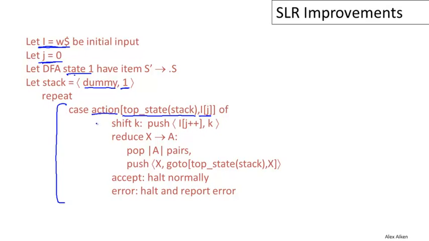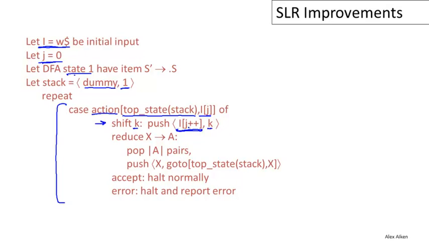So let's just go through the moves in order. Let's consider the shift move first. So what happens? If it says that we're supposed to shift and go into state K, then what we're going to do is shift the input. That means we're going to take the current input symbol and push that onto the stack together with state K of the automaton.